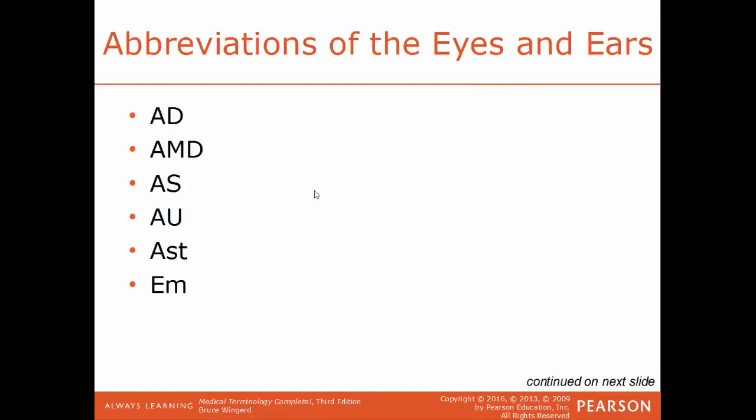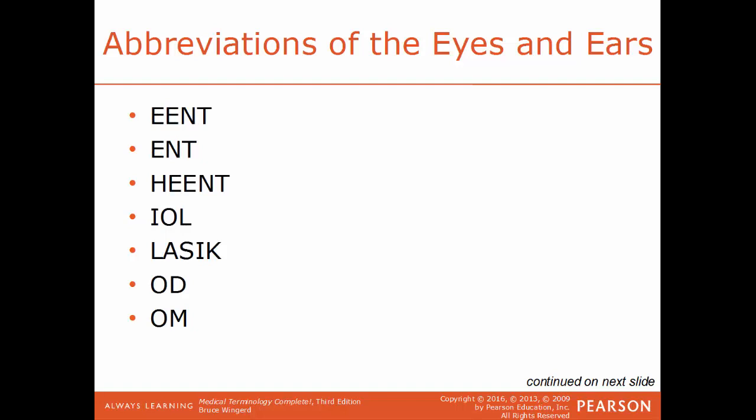Alright, now we'll go over some common abbreviations in reference to the eyes and the ears. Alright, the first one, AD. This is an acronym for a Latin term, which means the right ear. AMD, age-related macular degeneration. AS is a Latin abbreviation for the left ear. AU is a reference for both ears. AST, astigmatism. EM, emmetropia. EENT stands for eyes, ears, nose, and throat. ENT, ear, nose, and throat. HEENT would be head, ears, eyes, nose, and throat. IOL, intraocular lens. LASIK, laser-assisted in situ keratomileusis.